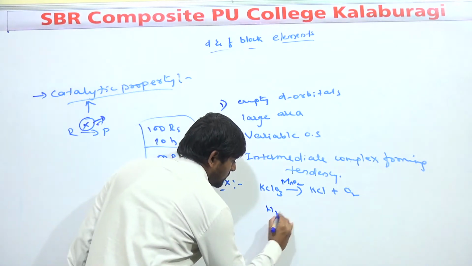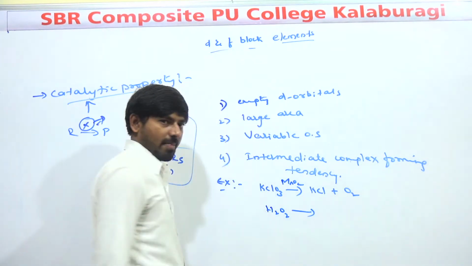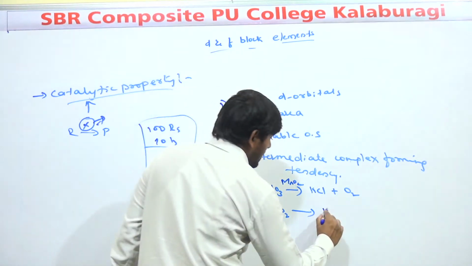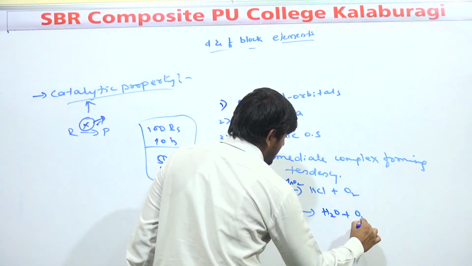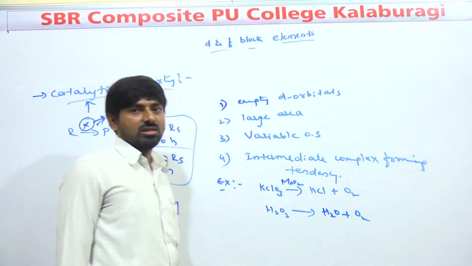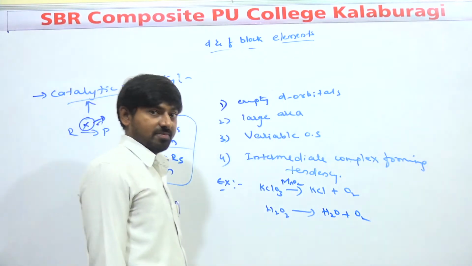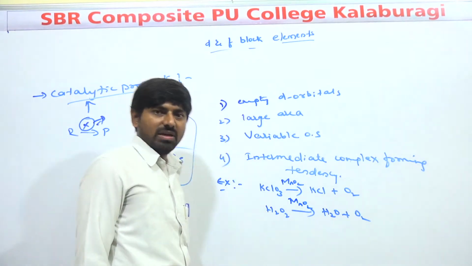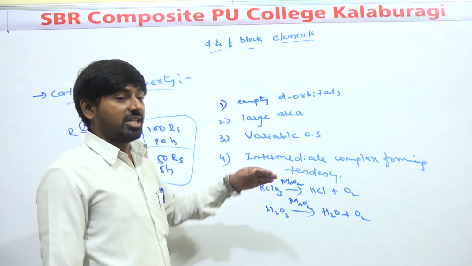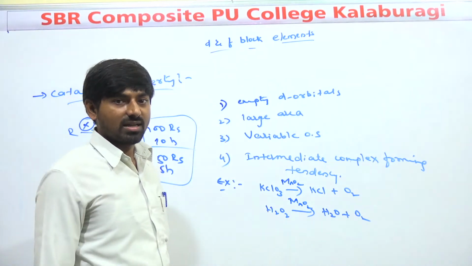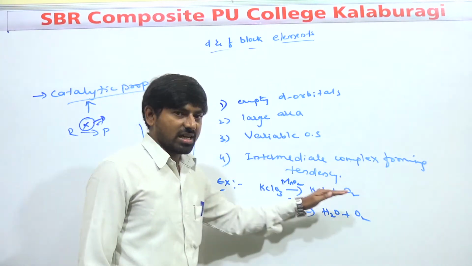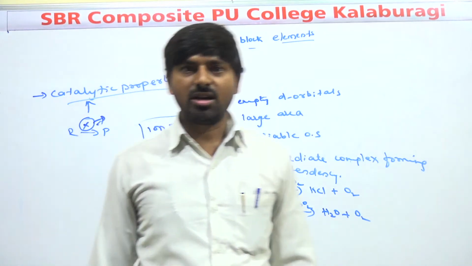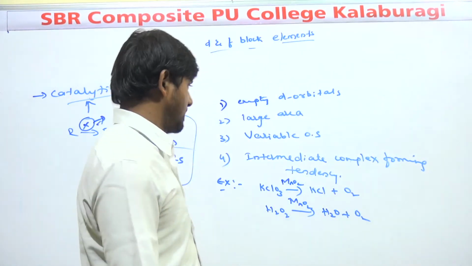Let us consider one more example, that is hydrogen peroxide. Hydrogen peroxide, when it is exposed to sunlight, or simply when it is kept open, will decompose to water and oxygen molecule, no doubt about that. But when I mix it with manganese dioxide, its decomposition process will be encouraged. The speed of decomposition will increase, and within a fraction of the time, the peroxide will decompose into water and oxygen molecule.